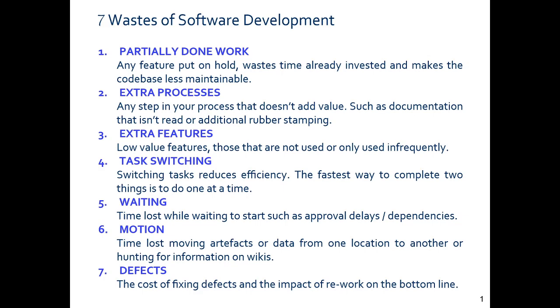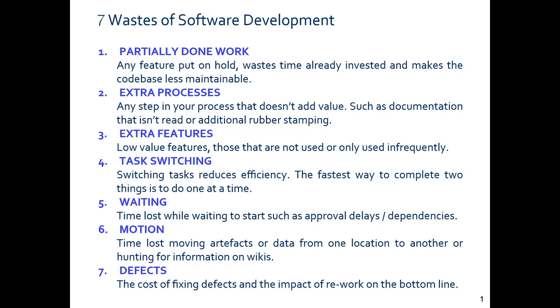Task switching happens when one person, who is part of the DBT, tries to work on too many tasks simultaneously. So this might be reducing the efficiency of doing the task. Waiting, that is approval delays and dependencies, can create a kind of boredom in the team. And the entire atmosphere will be affected due to this.